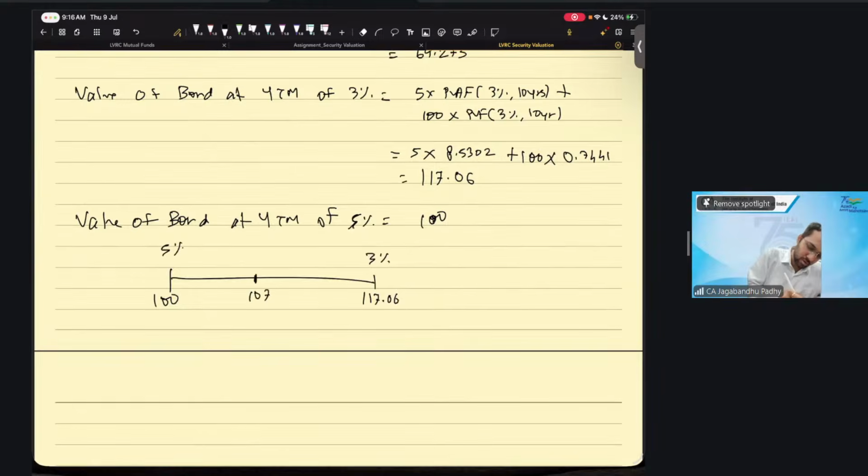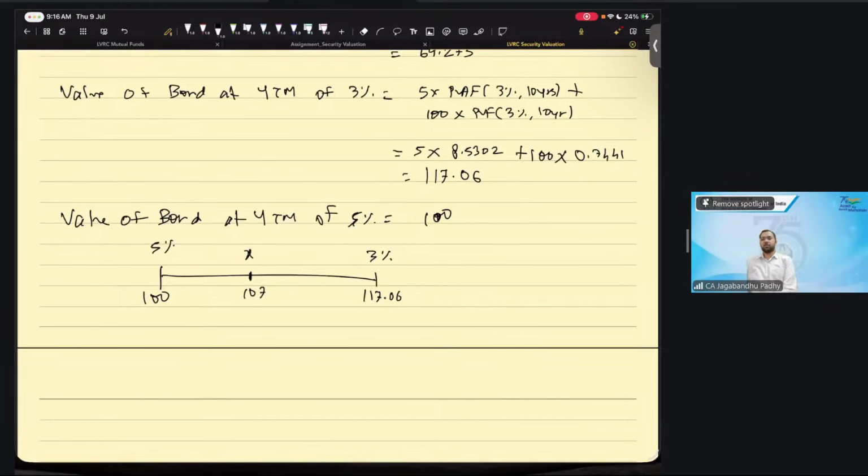Right? You want the yield where the value of the bond is 107. So you know how to do that interpolation, right? Carry out the interpolation, give me the value of x.